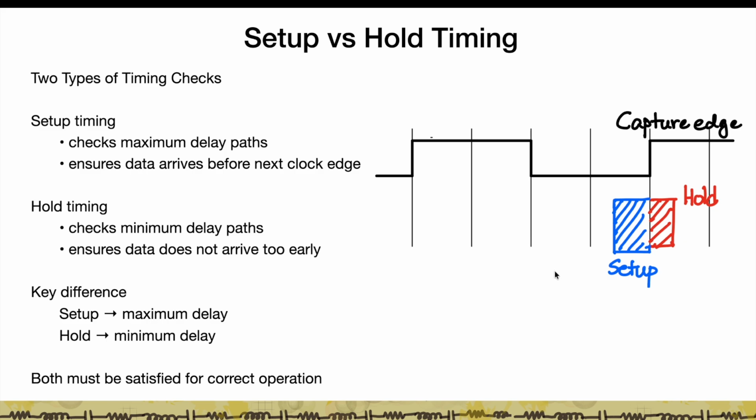That's a hold violation. Look at the timing diagram. Right around the capture clock edge, there are two forbidden zones back to back. The setup window sits just before the edge. Data can't be changing there. The hold window sits just after. Data can't change there either. Both windows must be clean. Setup and hold are two sides of the same constraint, and a chip that passes one but not the other is a broken chip.